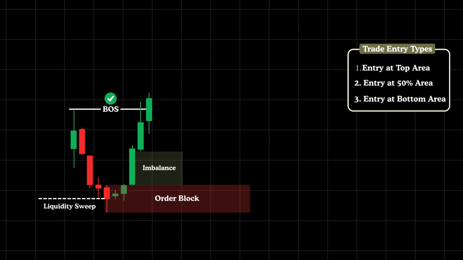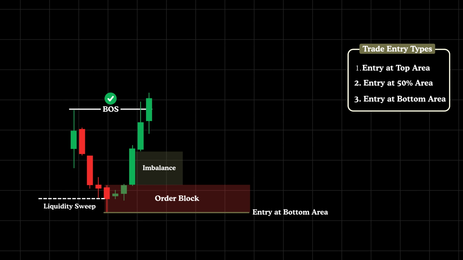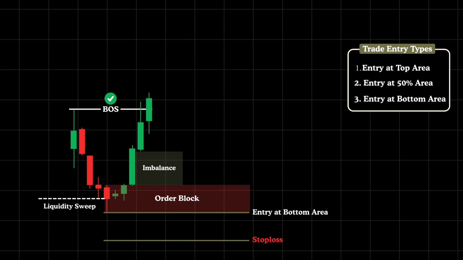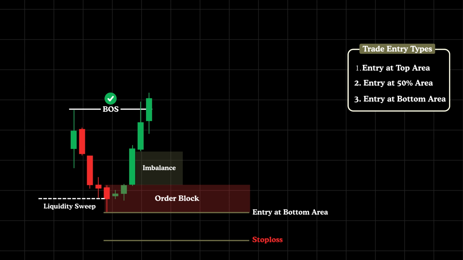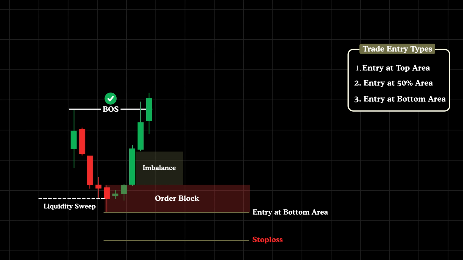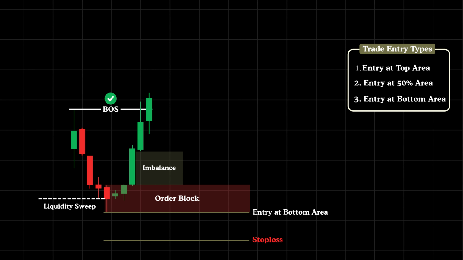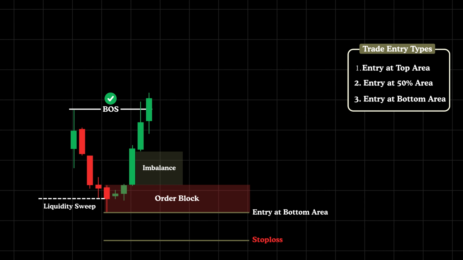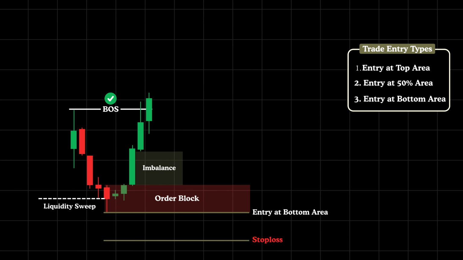Number 3, entry at the bottom area. In this type of trade entry, your position is taken at the lower levels of the order block. Your stop loss shifts further downward. However, many times the price may move up after tapping the top of the order block or the 50% area, causing you to miss the trade if you wait for the lower levels. Because of this risk, most traders avoid this type of entry.